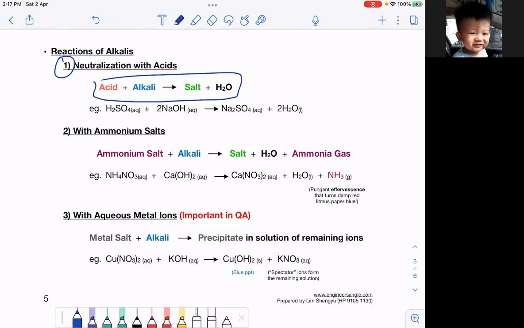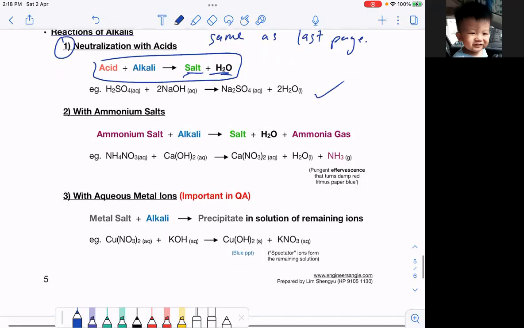It's literally the same. Salt and water, no need to teach. Everything's the same. I won't even ask you to do an example. It's the same as the last page. No need to learn this. You can go home and make your own examples, but we're not wasting time. Now, 2 onwards is difficult.